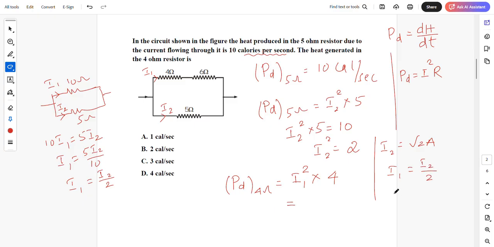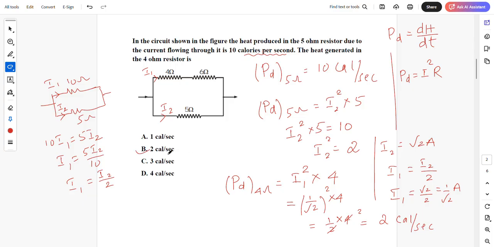I2 by 2 is how much? I1 is equal to root 2 by 2, that is 1 by root 2 amperes. Therefore when we square it, what do we get? 1 by root 2 the whole square into 4, that is 1 by 2 into 4. How much does it become? The 2 gets cancelled. That is equal to 2 calories per second, which is the right answer.